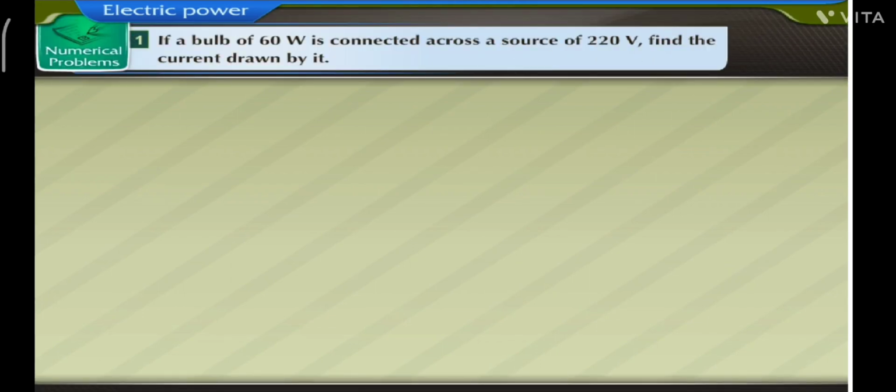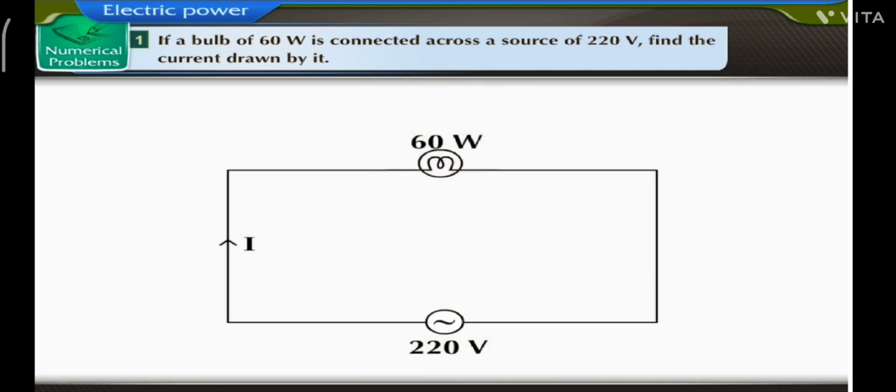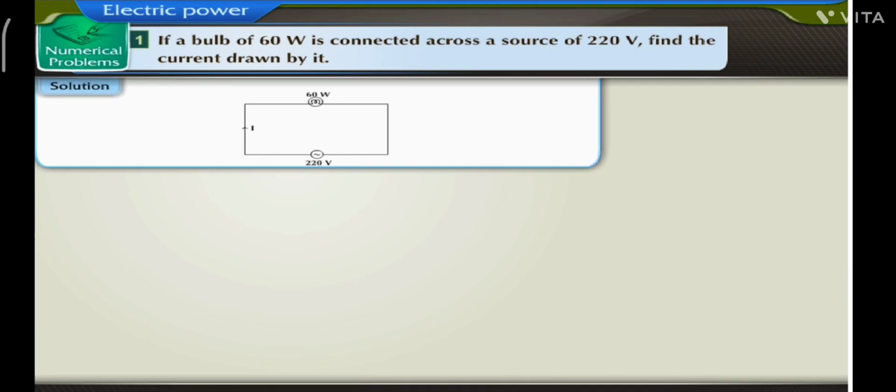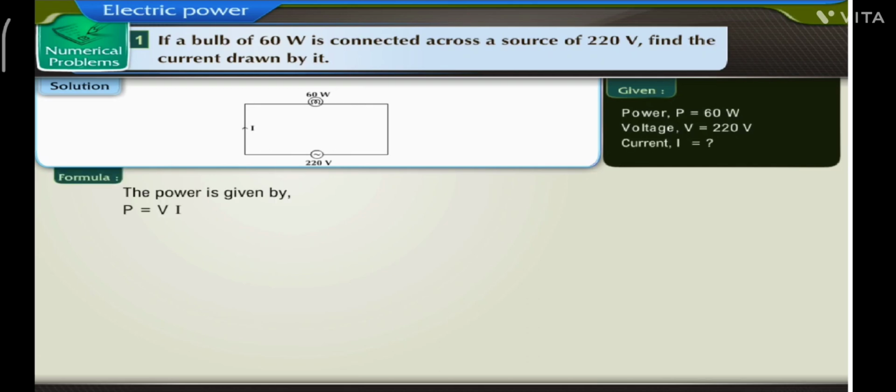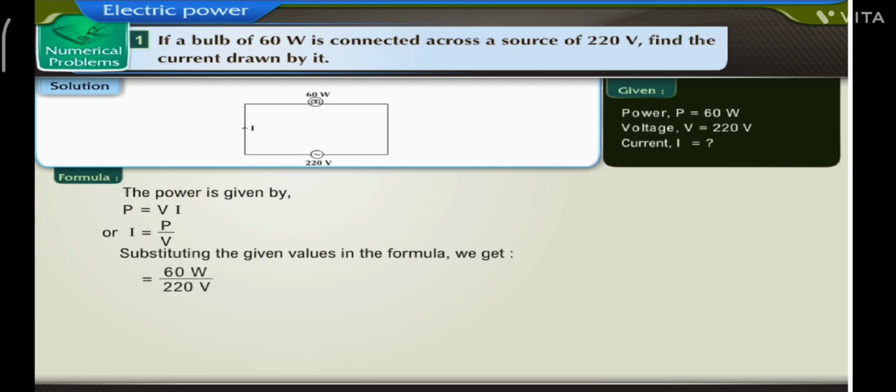Numerical problems. 1. If a bulb of 60 watts is connected across a source of 220 volt, find the current drawn by it. Solution. Let us first write the given data. Given power P is equal to 60 watt. Voltage V is equal to 220 volt. The power is given by P is equal to VI. Therefore, I is equal to P divided by V is equal to 60 watt divided by 220 volt is equal to 0.2727 ampere.